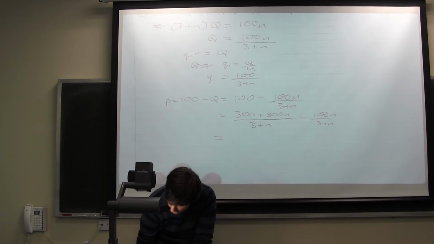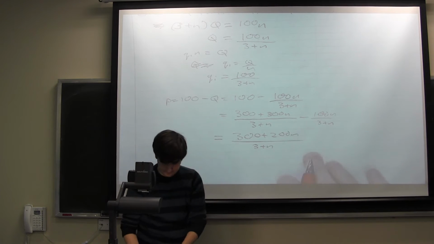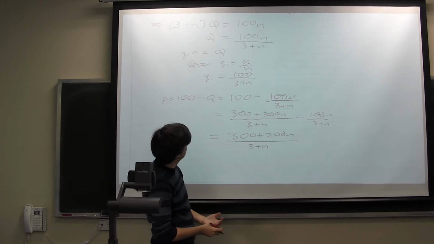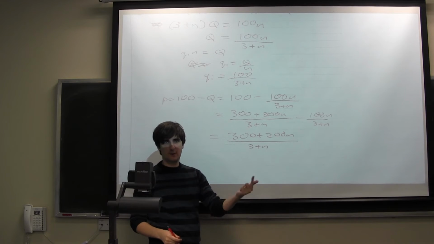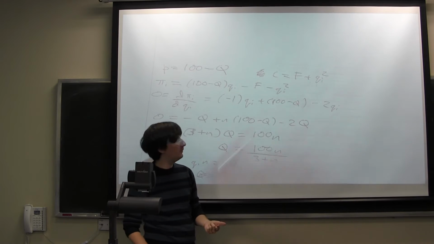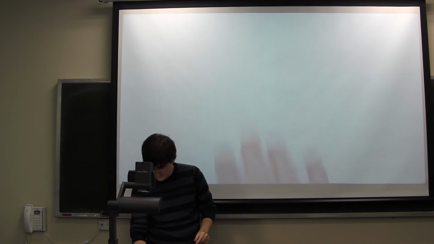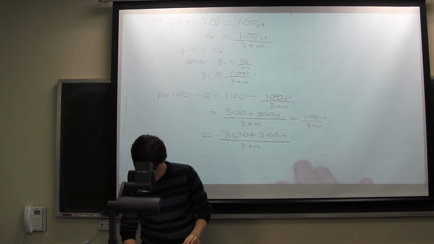So just rewritten 100 in a different way. Now we can simplify that. So that's 300 plus 200n divided by 3 plus n. So we know price, we know the quantity produced by each firm, so we can go back and work out what profits were. Was it 300? Oh, have I made a mistake? 300 plus 100.